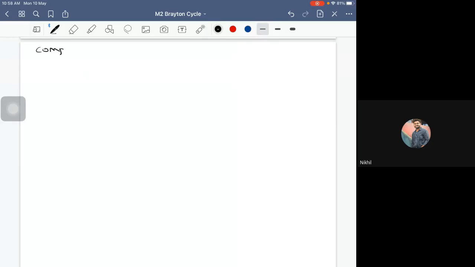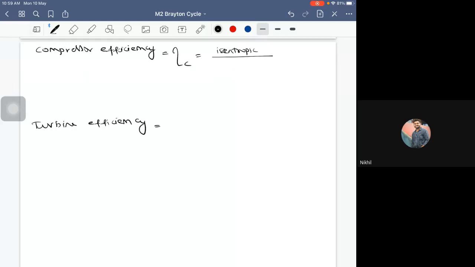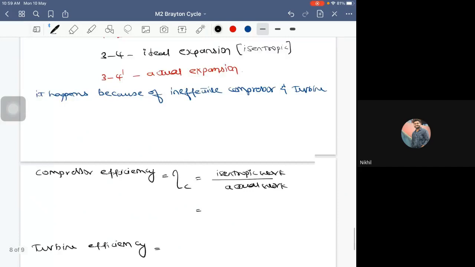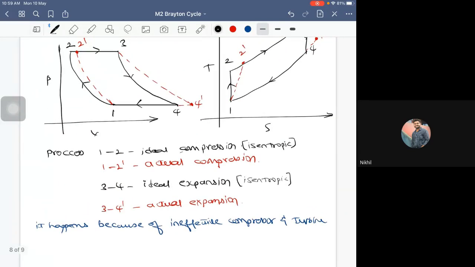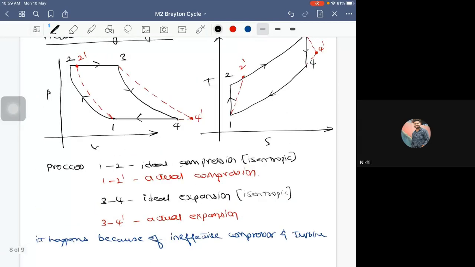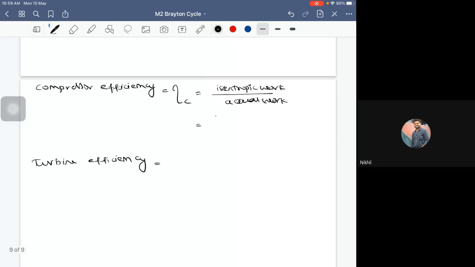Compressor efficiency, and you also have to define your turbine efficiency. So how would you define it? It's very simple. It is given by eta suffix c, and it is given by isentropic work divided by actual work. What is isentropic work? Isentropic work in the sense, this is ideal work. So this is 1 to 2. So I can write it as H1 minus H2.